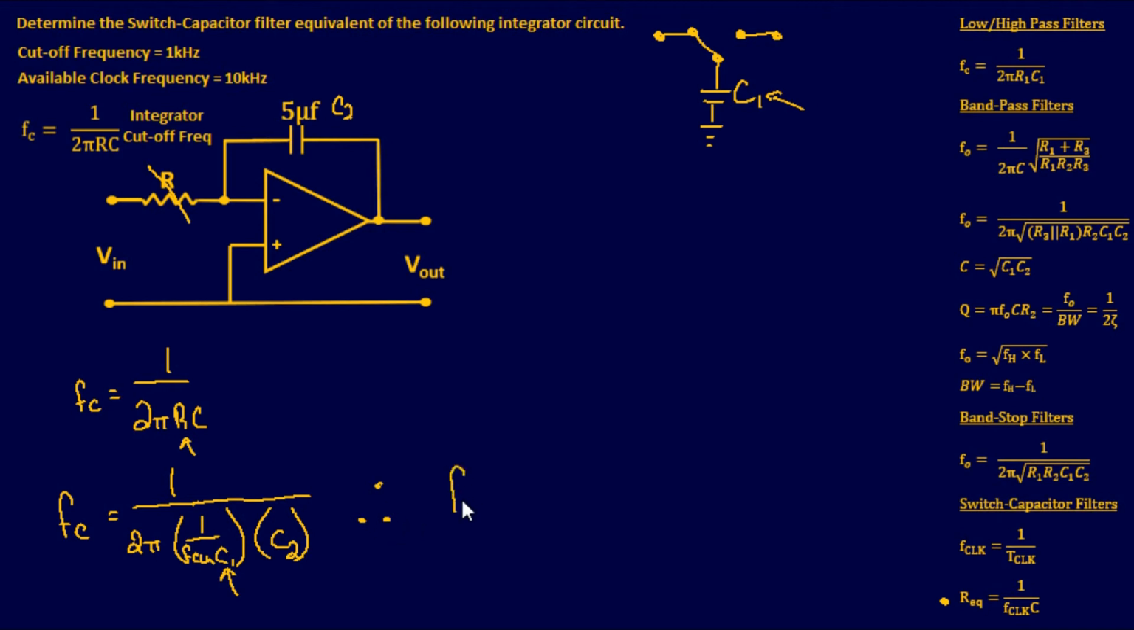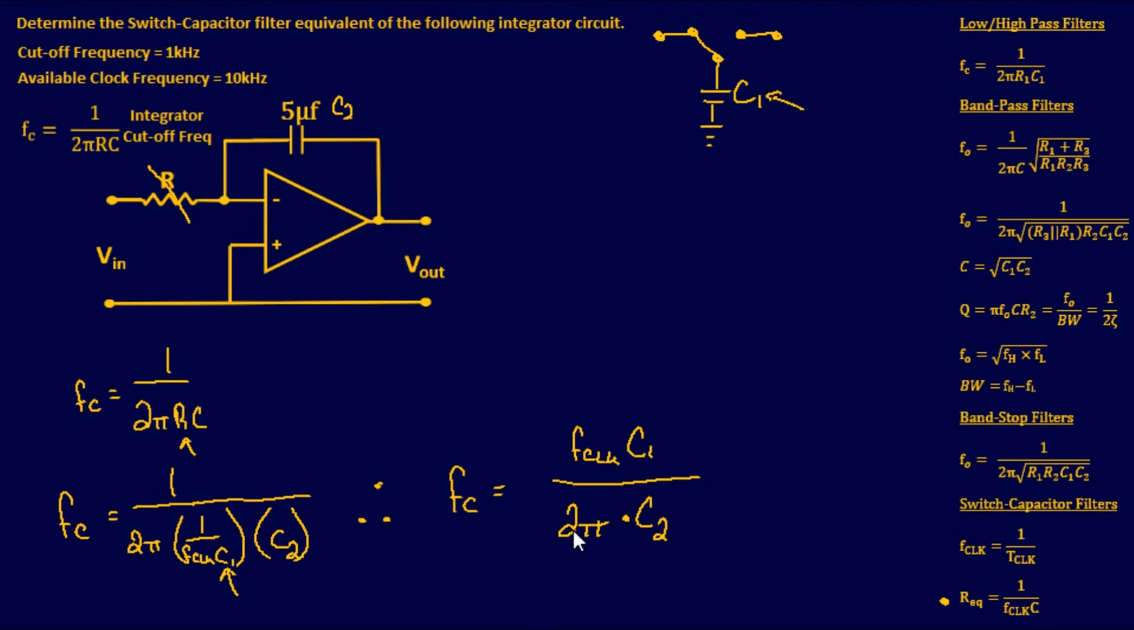So your cutoff frequency equals, and by looking at this, you're going to take a little bit of algebra here and bring your clock frequency and your first capacitor up to your numerator. So it's going to look something like this. Your clock frequency times C1 over, because that was a denominator under a denominator, so it brings it to a numerator. And then it's 2 pi times your second capacitor, which is our 5 microfarad capacitor.